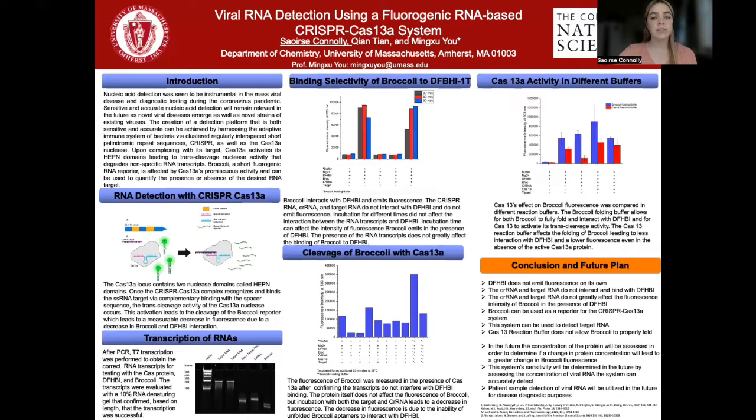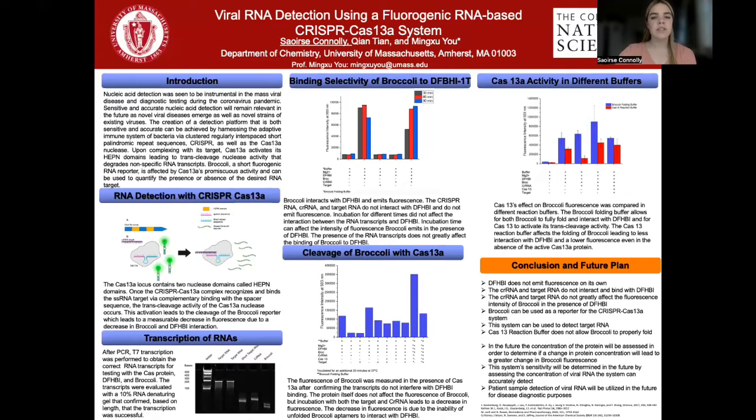The broccoli folding buffer does not interfere with the activity of the CRISPR-Cas13a complex because when activated by the recognition and binding of its target, there is a measurable decrease in fluorescence. So the nuclease activity is unaffected.